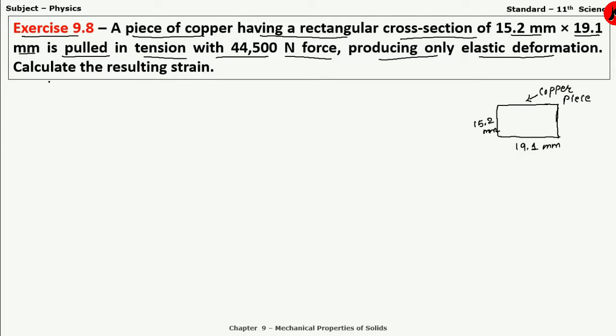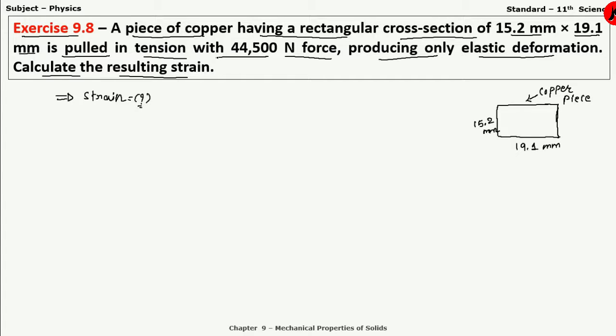What we need to calculate? Calculate resulting strain. So here we need to calculate strain. Clear? So we can easily find the resulting strain by using Young modulus.